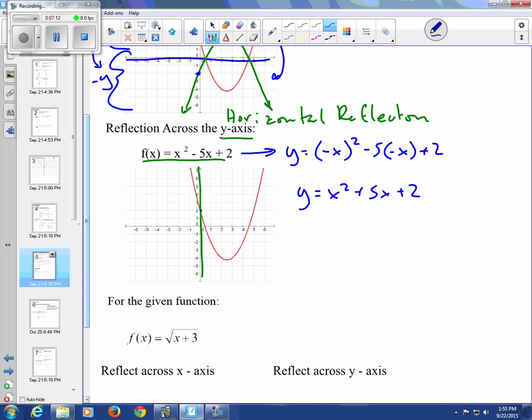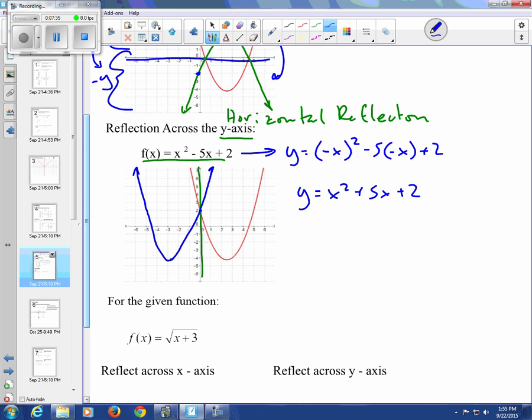And right here this would be a reflection across the y-axis, which is going to give us something that looks like this. You can do a bunch of things to test this. You can type it into the calculator.